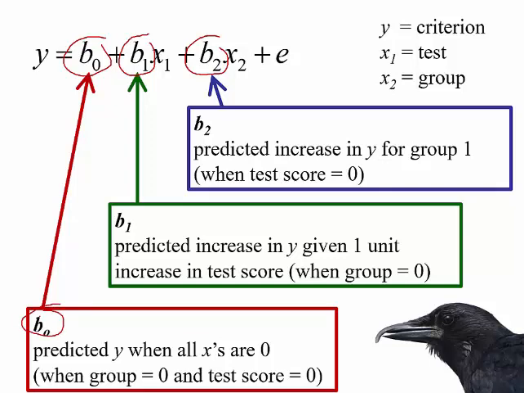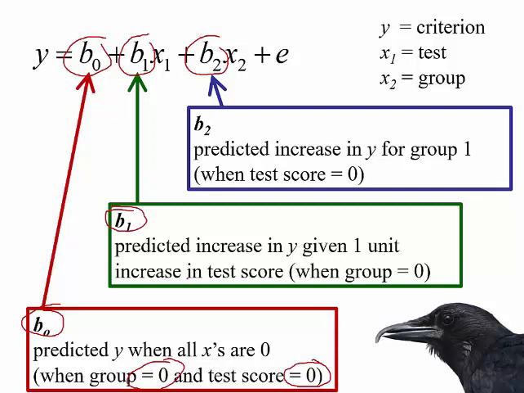So our intercept is simply the predicted y when all the x's are equal to 0. So in this case, it would be the predicted y when you're in group 0. So maybe that's the married group, might be group 0. And when you're scoring the test score, say that's the social support or the social interaction variable. So when the target test variable is 0, and when you're in group 0, what is your predicted y? That's the intercept.